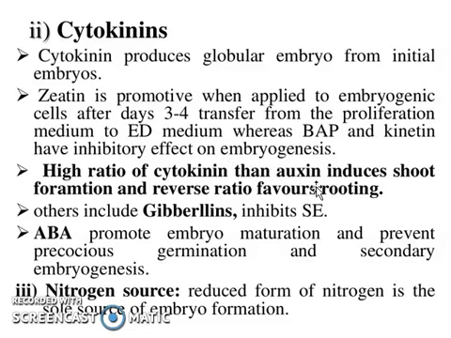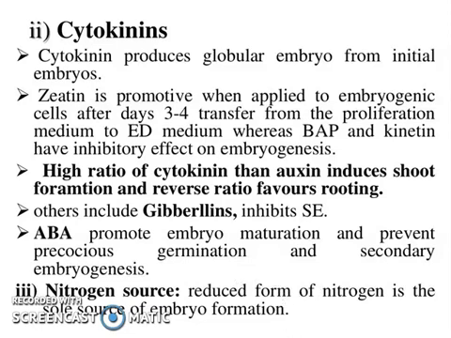A high ratio of cytokinin to auxin induces shoot formation, and a high ratio of auxin to cytokinin favors root formation. Other hormones like gibberellin inhibit somatic embryogenesis. Abscisic acid promotes embryo maturation and prevents precocious germination and secondary embryogenesis.